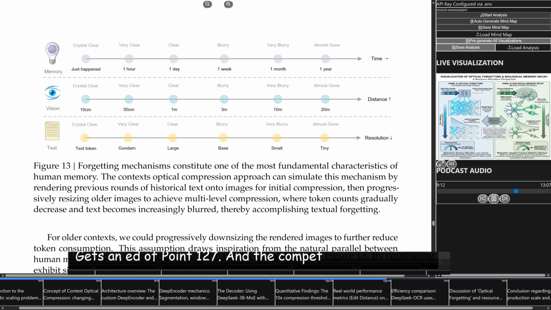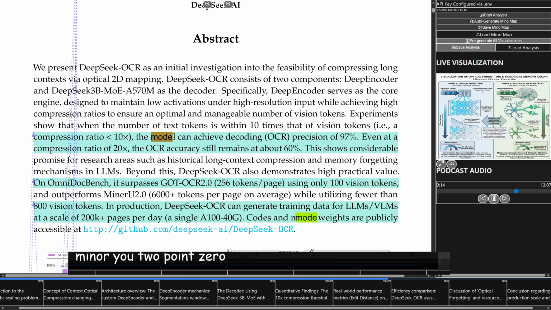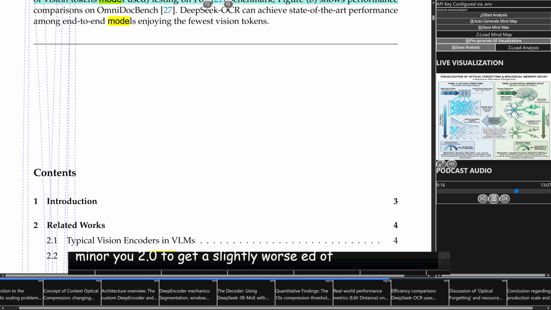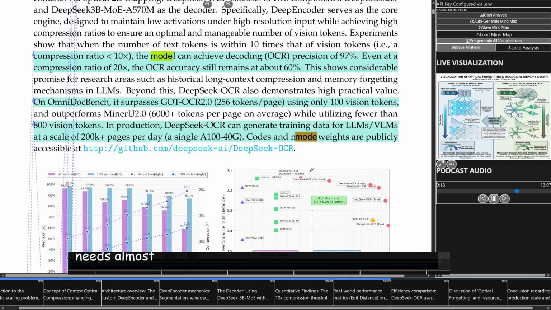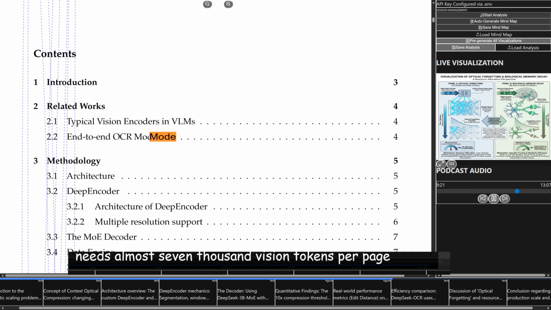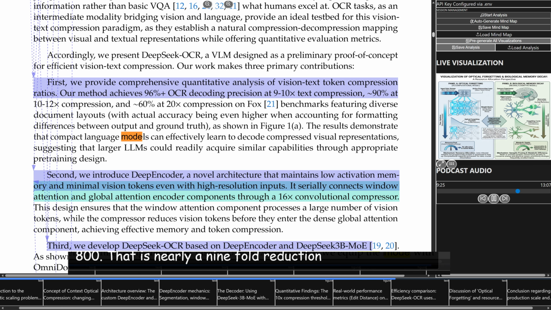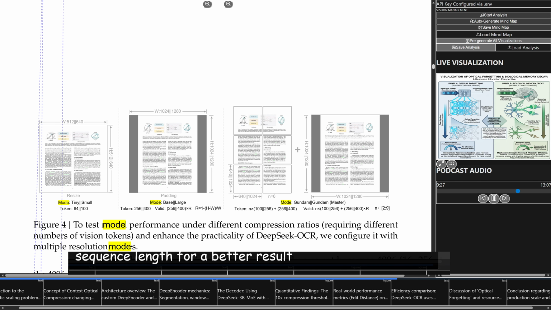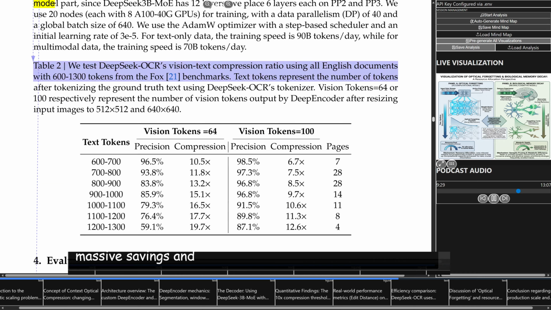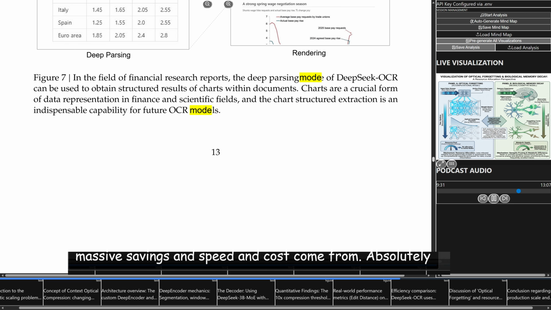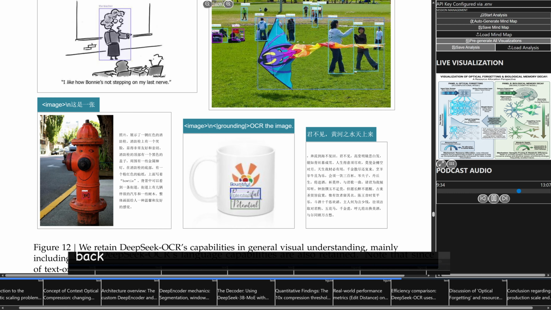And the competitor, a model like MinerU 2.0, to get a slightly worse ED of 0.133, needs almost 7,000 vision tokens per page. Wait, 7,000 versus 800? That is nearly a 9-fold reduction in the input sequence length for a better result. That's where the massive savings in speed and cost come from. Absolutely. And all this performance data ties directly back to our 10x compression theory.